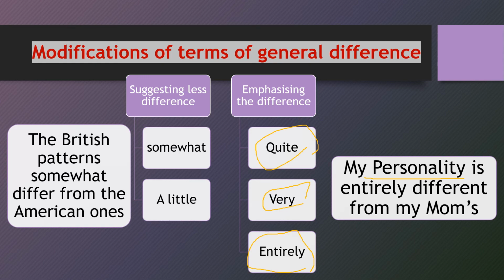So you can see that in the first example I'm using different from, and in the other example I'm using differs from. Okay? And the tools here are somewhat, a little, somehow. These are the tools that you can use in expressing the least similarities.